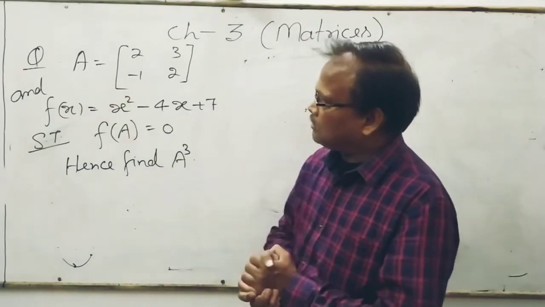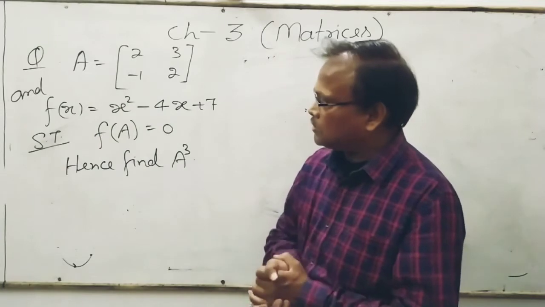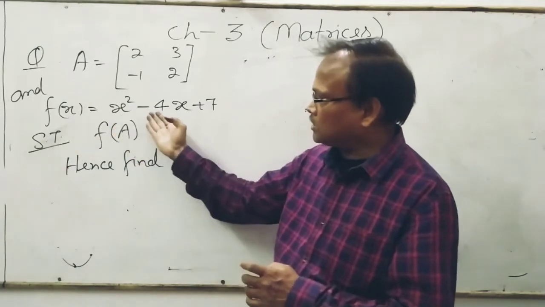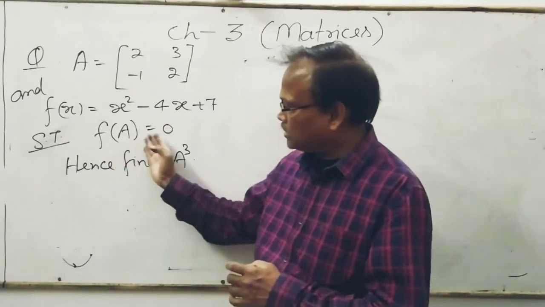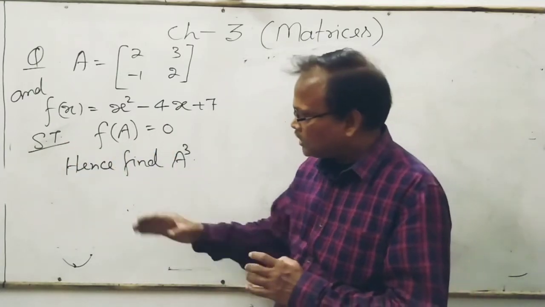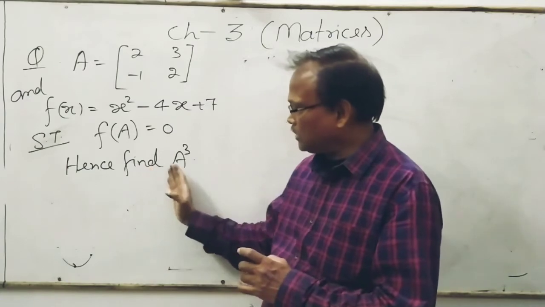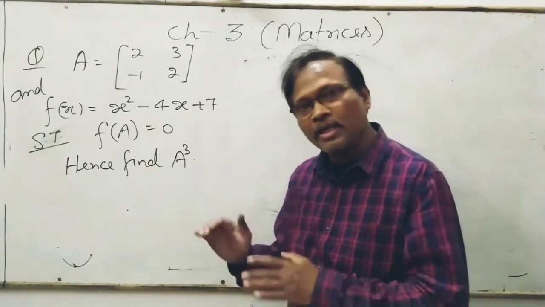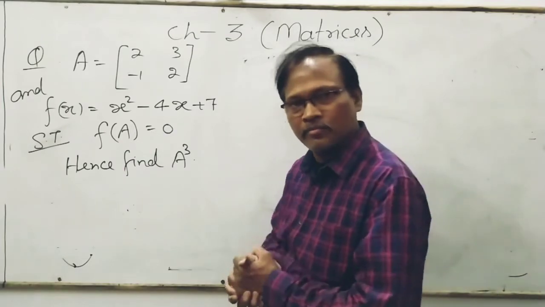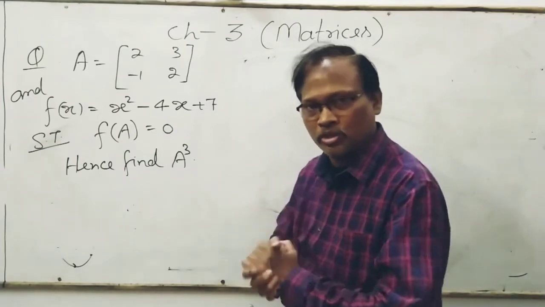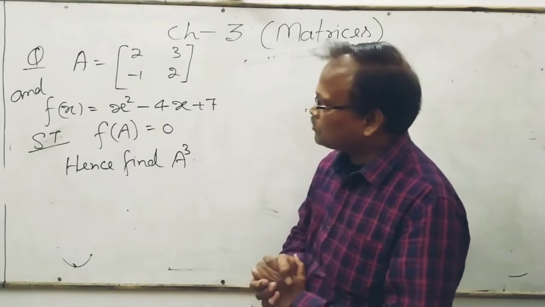One question is there: matrix A is equal to this, and f(x) is equal to x square minus 4x plus 7. Show that f(A) is equal to 0, the first part. Second part, hence find A cube. Why have I taken this question only in these exercises 3.1, 3.2, 3.3? Because of some reason.